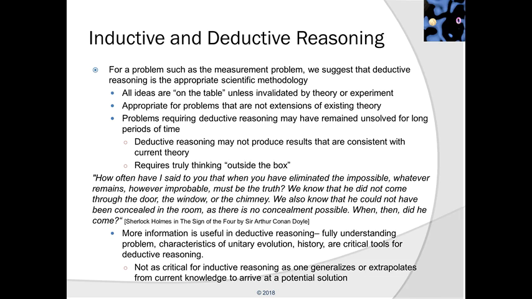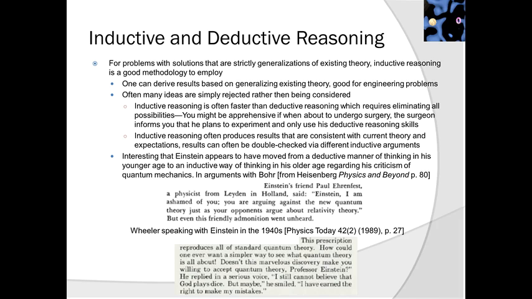More information is useful in deductive reasoning. Fully understanding the problem, the characteristics of unitary evolution, and history are all critical tools for deductive reasoning. It is not as critical for inductive reasoning, as one generalizes or extrapolates from current knowledge to arrive at a potential solution. For example, the history is not so important in order to propose an inductive solution to the problem. For problems with solutions that are strictly generalizations of existing theory, inductive reasoning is a good methodology to employ.